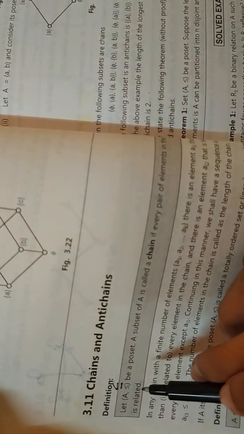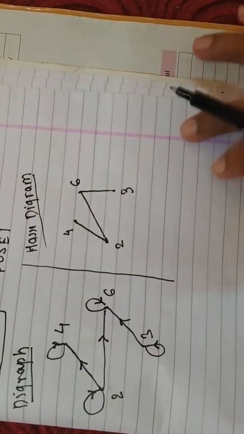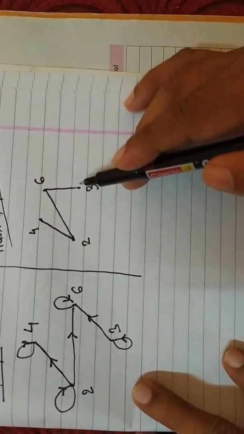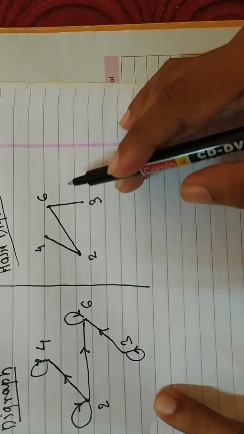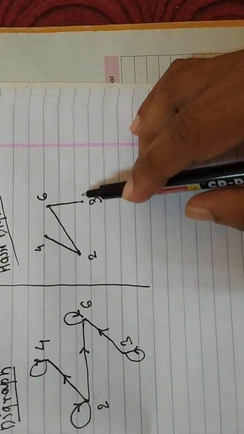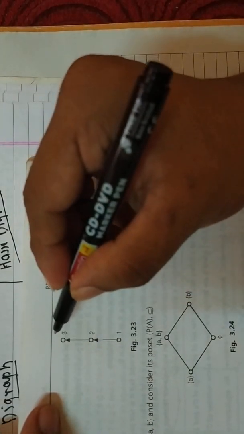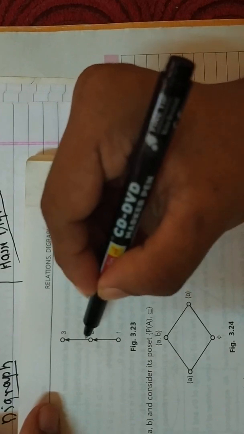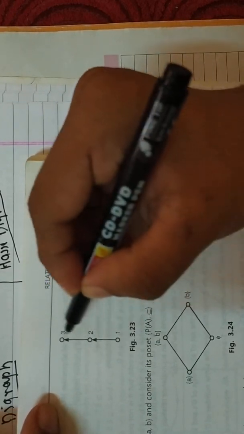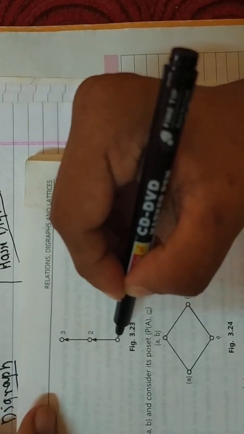Now what is its meaning? See, in this example, this is not a chain. When can we say that the relation is a chain? If you get a Hasse diagram like this, 1 to 2 and 2 to 3, that is, in one line, then that is called a chain.